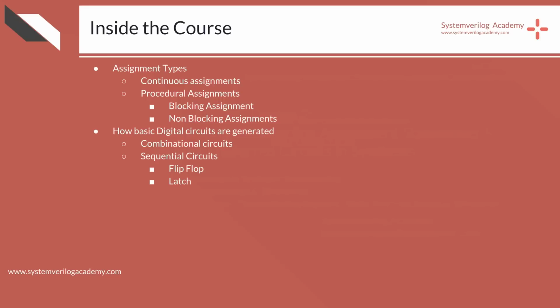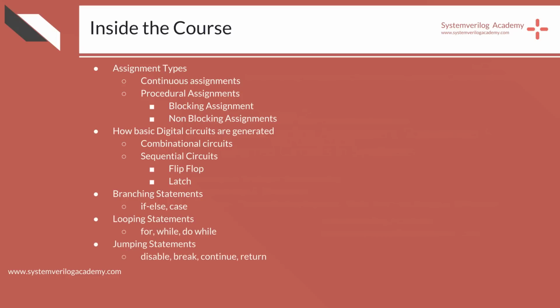Fifth session teaches usage of blocking and non-blocking assignments in procedural blocks. You will learn in detail what is the effect of using blocking and non-blocking assignments in simulation and synthesis. Sixth session will teach you different flow control statements in Verilog and Systemverilog. Here you will learn about branching, looping and jumping statements which are if-else, case, for, while, disable, break, and continue. You will see the changes to the procedural code circuit when any of them are added in the code.